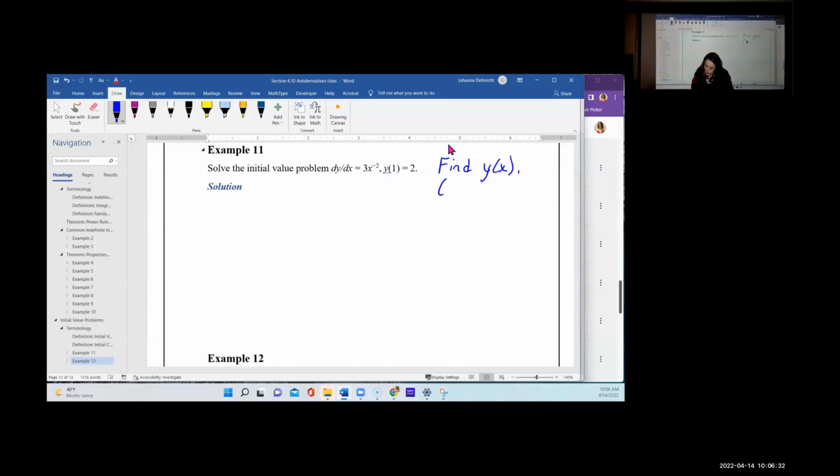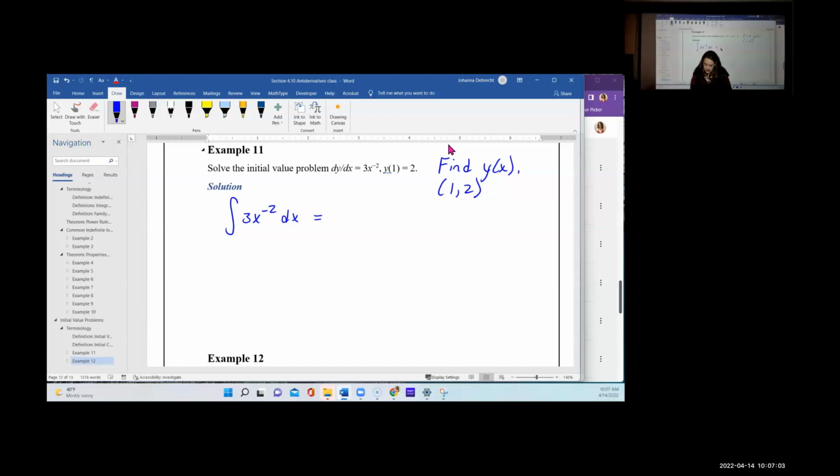We know the value (1, 2) is on the graph of y, and we know the derivative of y with respect to x is 3x to the negative 2. So what we're going to do is take the antiderivative, which is going to give us the integral of 3x to the negative 2 dx, and we're going to find what that antiderivative is so we can get back to the original function y.